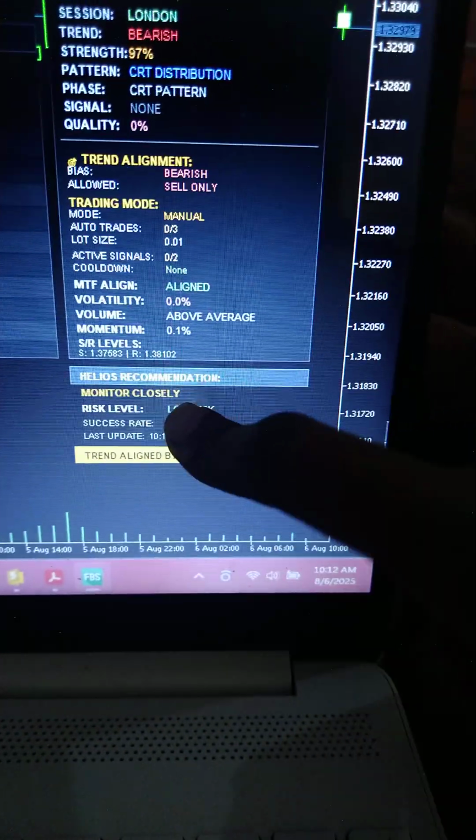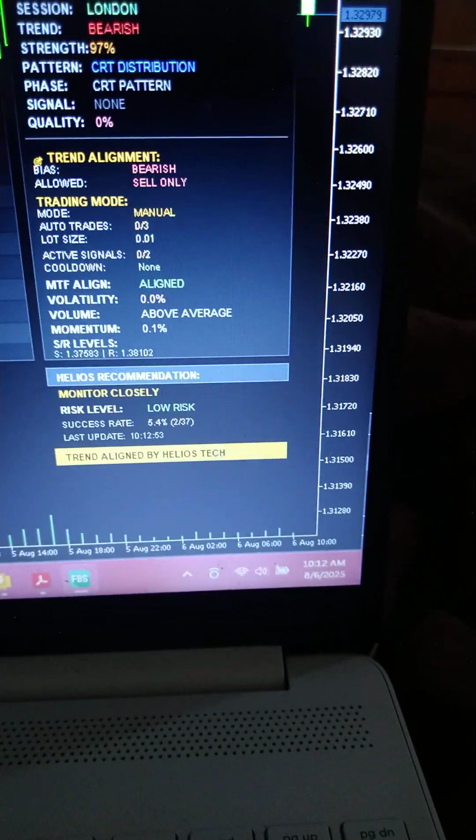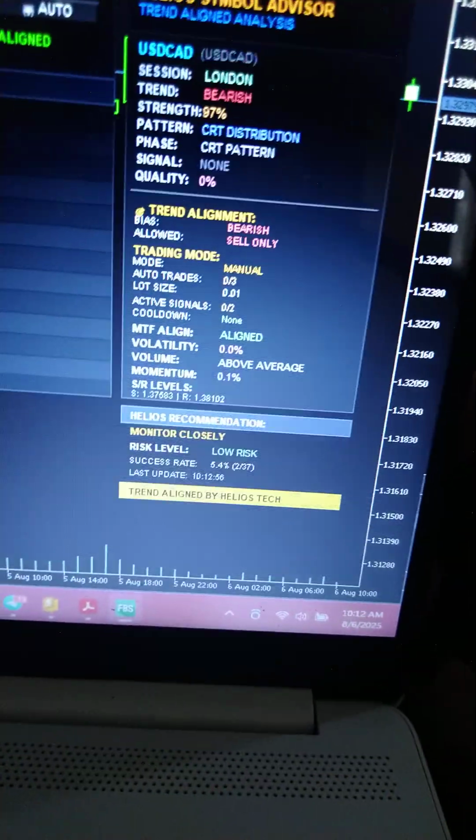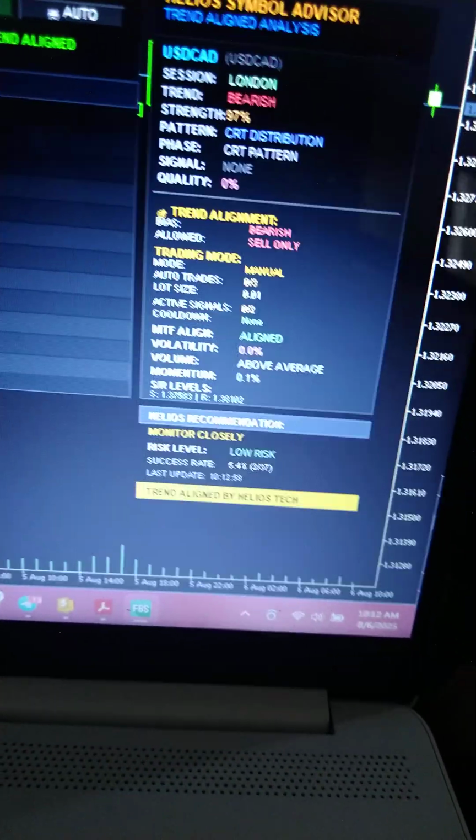Also, if you don't have a setup, you'll be told to monitor closely. When told to monitor closely, that means a pattern is developing and you should watch out for signals, as it's likely to give you a signal.